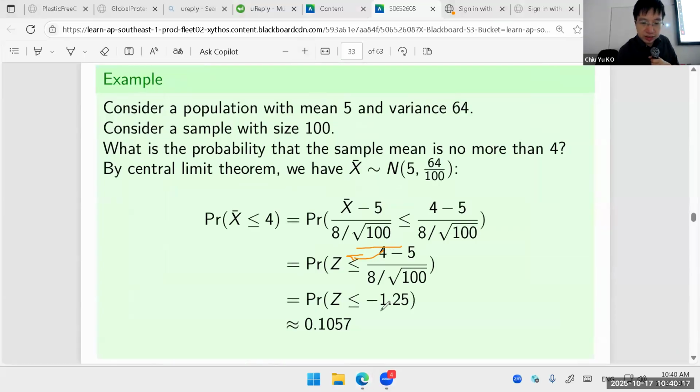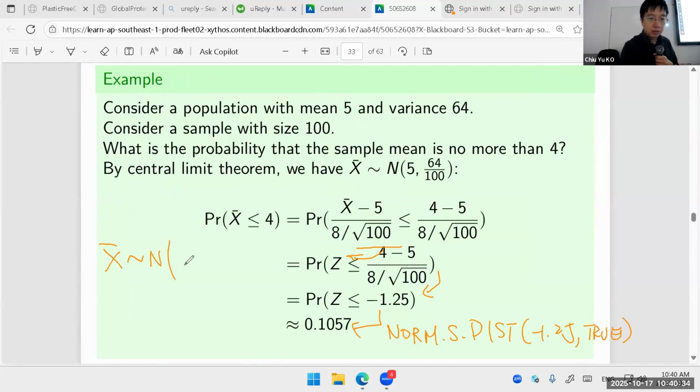So this step, I think, is nothing new, but just normalizing, as this negative 1.25. How do you get that? Oh, because this is normal, 5 and 64 over 100, right? So that means that this minus 5 over 8 over 10 is normal(0,1).